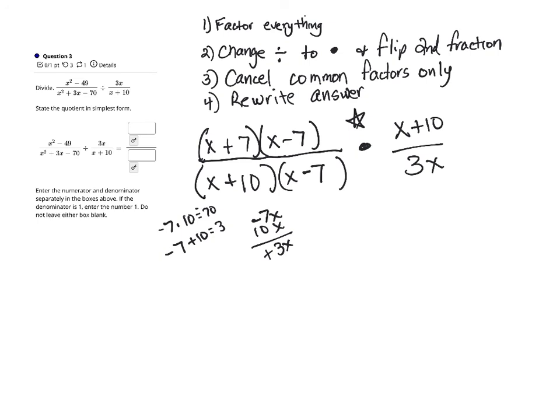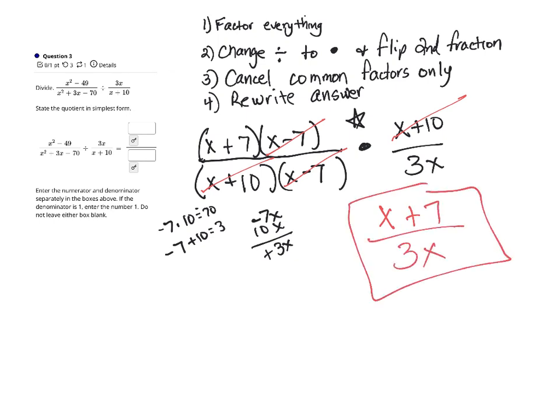So now we're going to cancel. Remember, we cancel monomials with monomials, binomials with binomials. So I start at the top left. That's an x plus 7 on top. I have an x minus 7, but I don't have an x plus 7 on bottom, so nothing there to cancel. This x minus 7 will cancel with this x minus 7. Then I have an x plus 10 binomial and an x plus 10 binomial. Now I have a monomial of 3x, but I don't have a monomial on the top. So my answer is x plus 7, because that's what's left, over 3x.